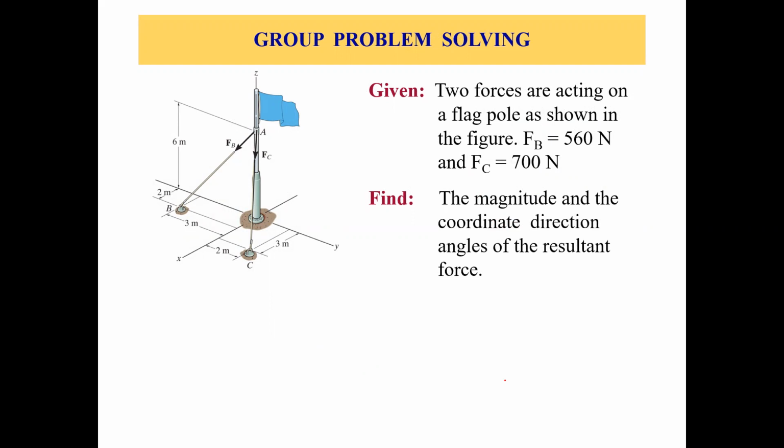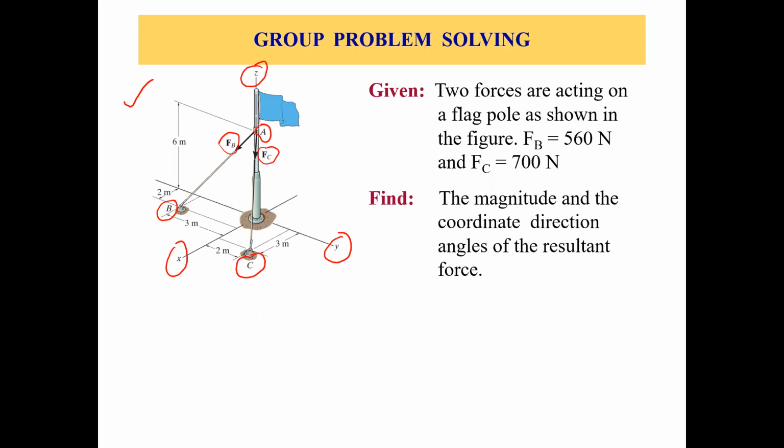All right, so let's see the system here. There's a flagpole. This is point A, this is point C, this is point B. Then we have the x-axis, y-axis, and z-axis, so there's a 3D space system. And we have two forces acting at point A, FB and FC.